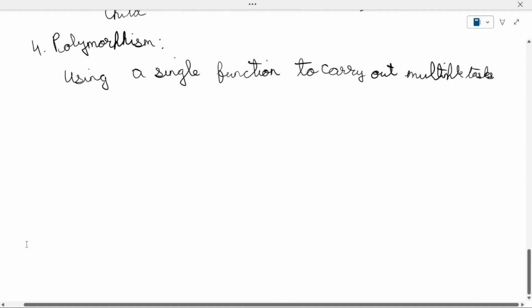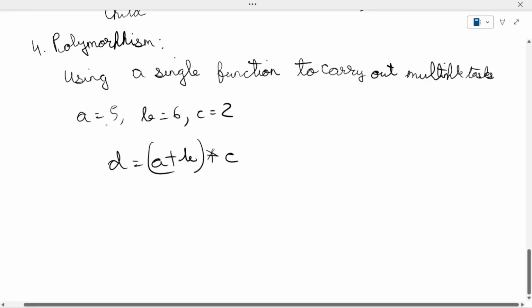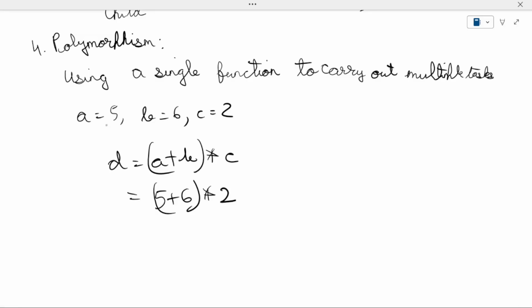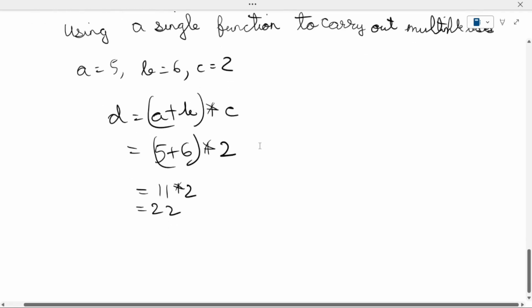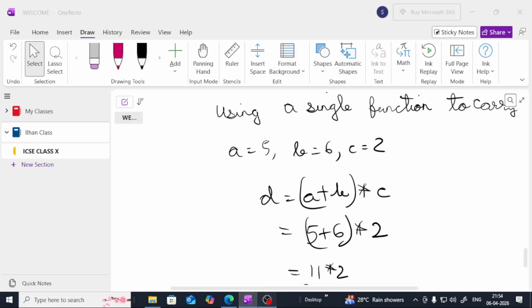For example, let's take a equals 5, b equals 6 and c equals 2, and I say d equals a plus b into c. So that should be 5 plus 6 into 2. How much is 5 plus 6? 5 plus 6 is 11, into 2, which is 22, right? This is polymorphism, using a single function to carry out multiple tasks.